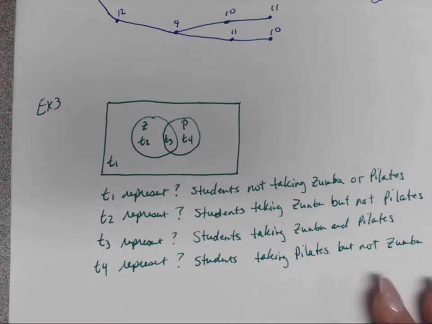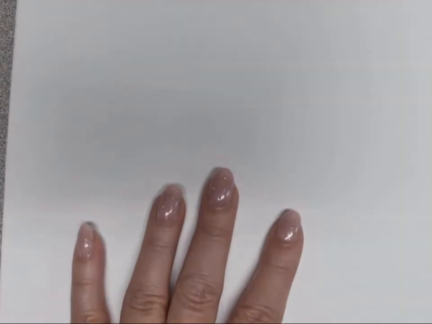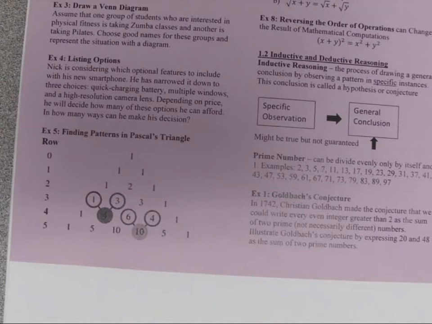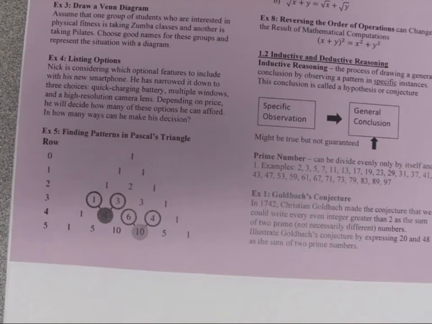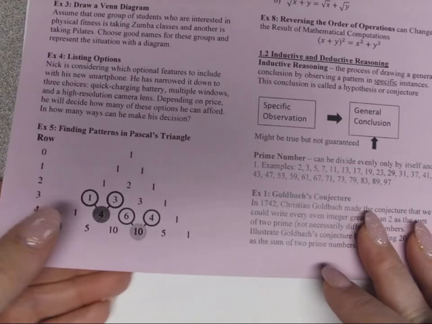All right, let's go look at another example. So example 4, we're looking at listing options. Nick is considering which optional features to include with his new smartphone. He has narrowed it down to 3 choices: quick charging battery, multiple windows, and high resolution camera lens. Depending on price, he will decide how many of these options he can afford and how many ways he can make his decision. All right, so this one we're going to do a list.